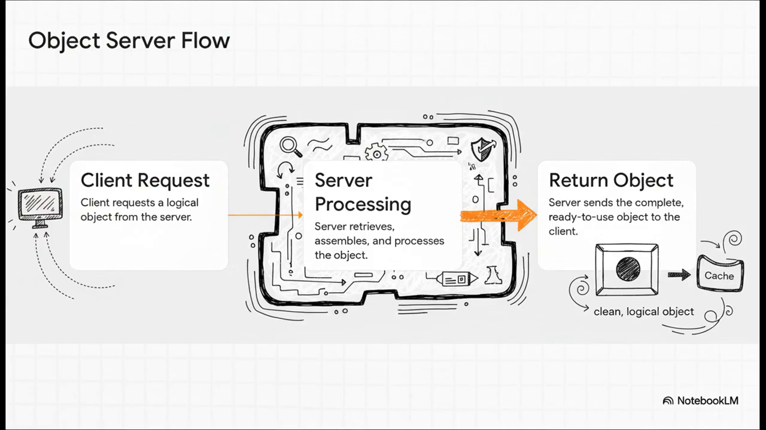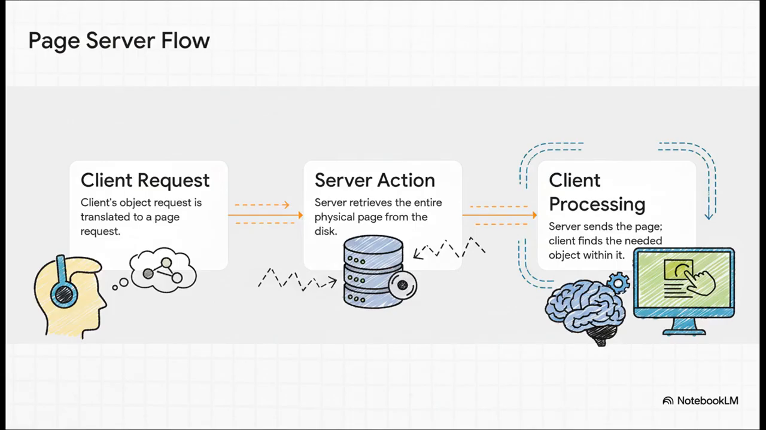You can see that flow right here in the object server model. The client just makes a request, and the server handles all the heavy lifting. It processes the query, manages everything, and sends back a nice, clean object. The server is definitely doing most of the work here. Now contrast that with the page server. See how the logic is more split? The server's main job is just to grab pages off the disk. The client has to have its own object manager to handle the rest. This really highlights that trade-off between having a heavy client versus a heavy server.